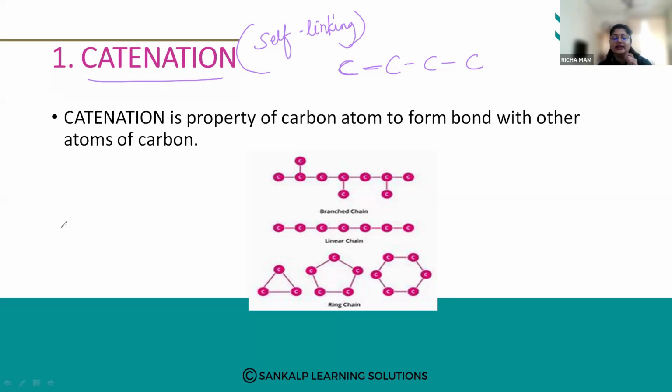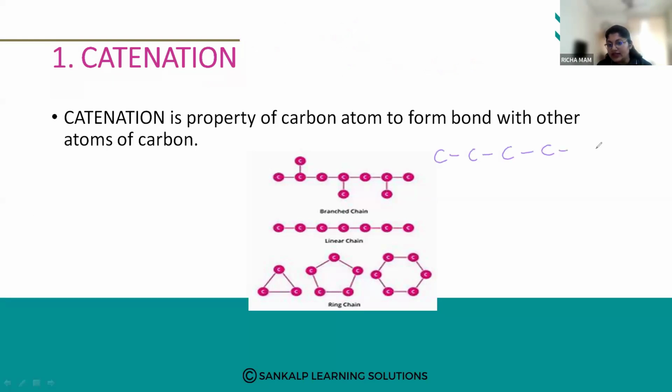Now how can carbon get attached? Carbon can get attached in a single linear way, in a straight chain. When it gets attached in a chain-like structure, in a single linear way, it is called a linear chain. So when the carbon atoms are linked in the form of long straight chains, it is called a linear chain.